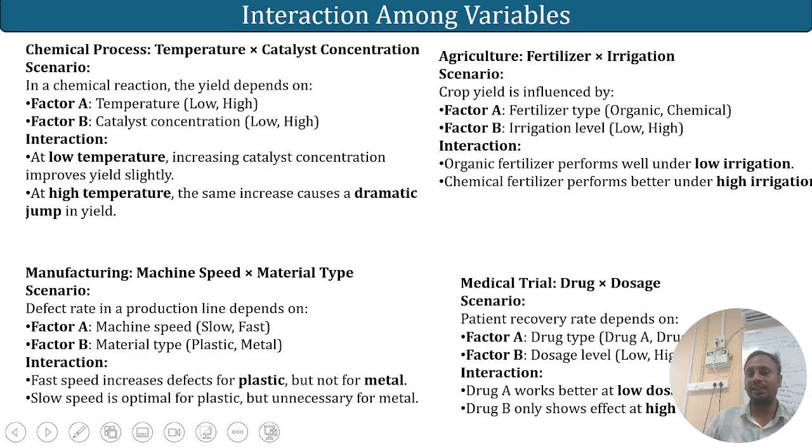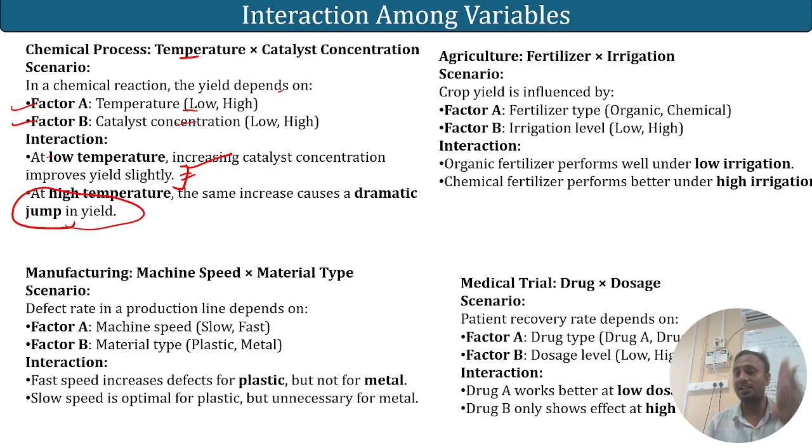We will see some examples in a bigger case, a chemical process, with temperature and catalyst concentration in a chemical reaction. The yield depends upon factor A, let's say temperature, and factor B, concentration. At low temperature, increasing the catalyst concentration improves the yield slightly. At high temperature, the same increase causes a dramatic jump in yield. It's something called interaction among the variables.